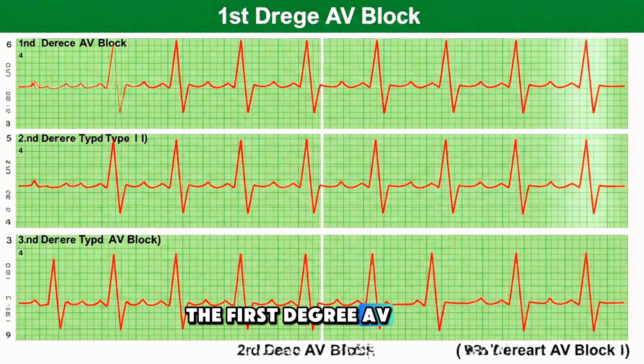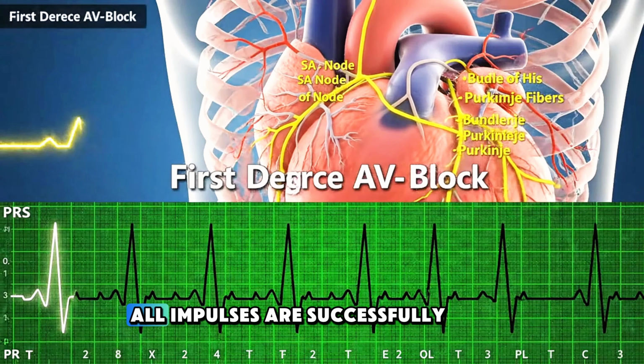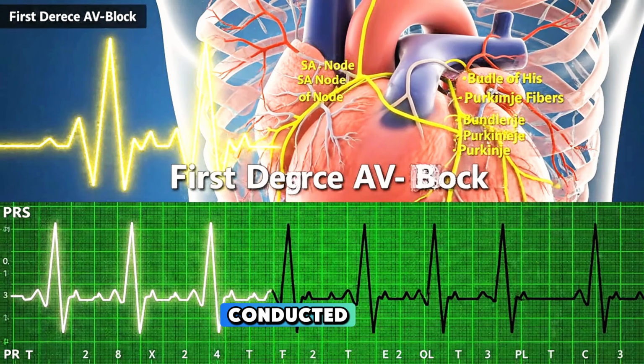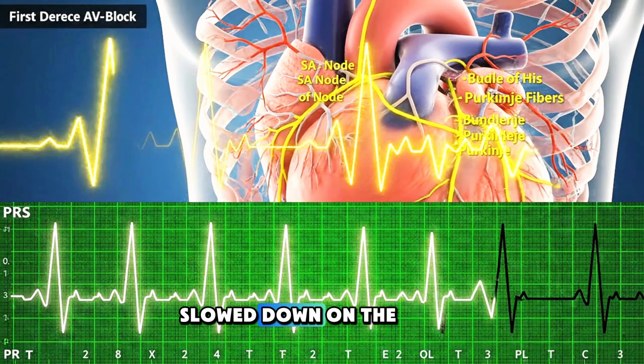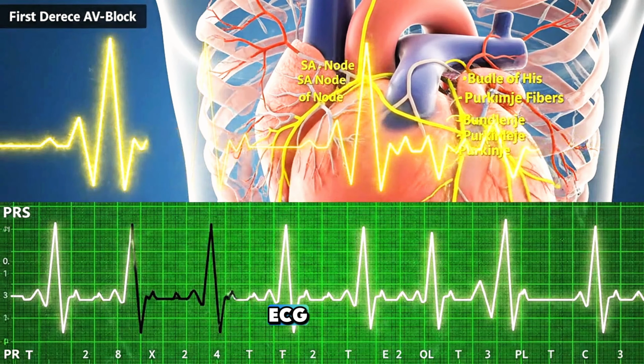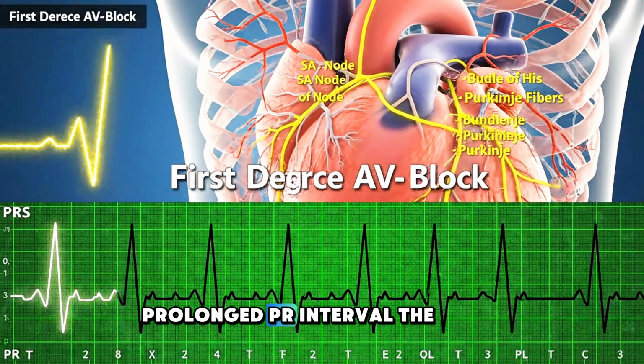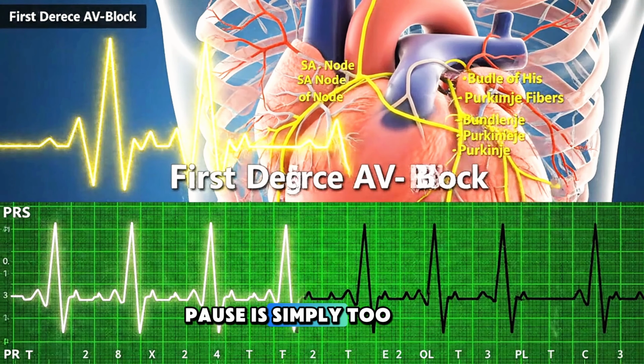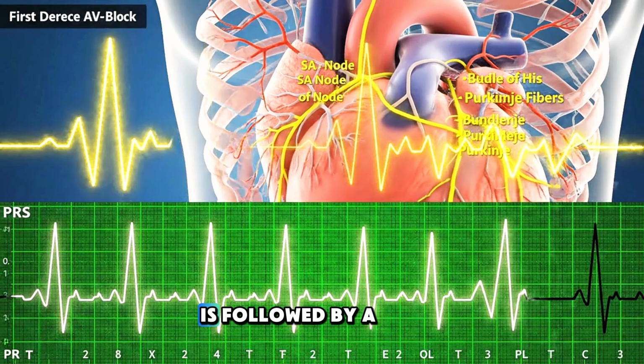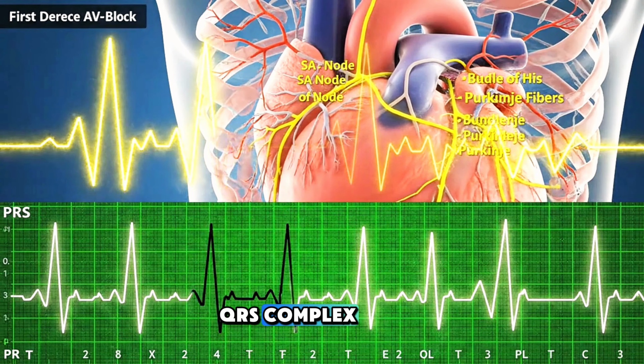The first degree AV block is the least severe. All impulses are successfully conducted, but they are significantly slowed down. On the ECG, this presents as a constant, prolonged PR interval. The pause is simply too long, though every P wave is followed by a QRS complex.